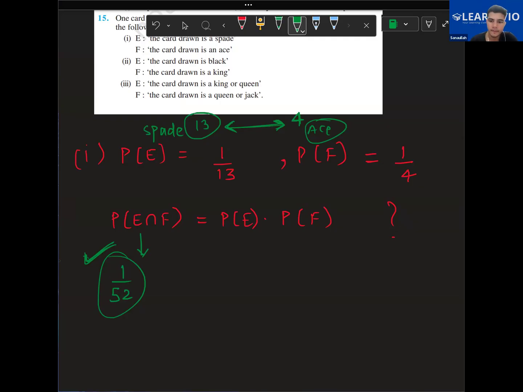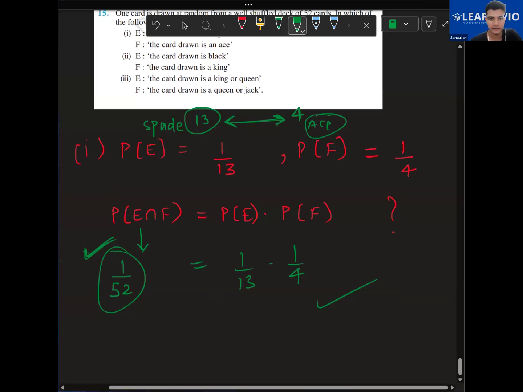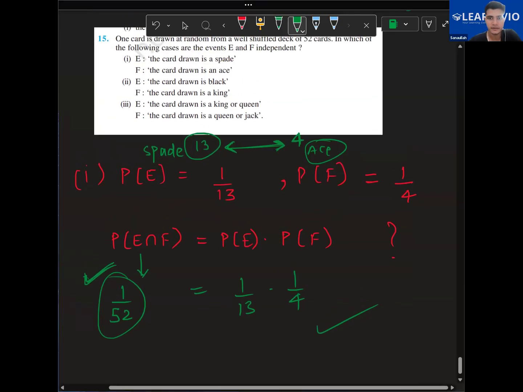So this is 1/52. And let's check the probability of E, that is 1/13 and 1/4. So this is also 1/52. So this is equal. Therefore, we will say E and F are independent events. And similarly, we have to do for the second and third one. Now try the second one.